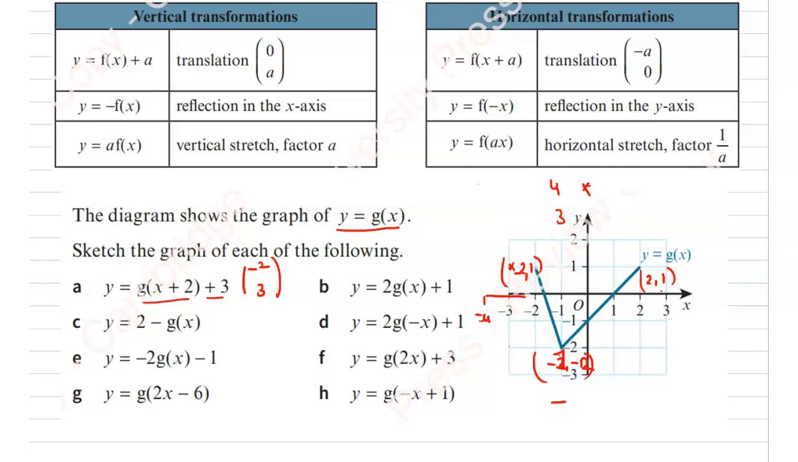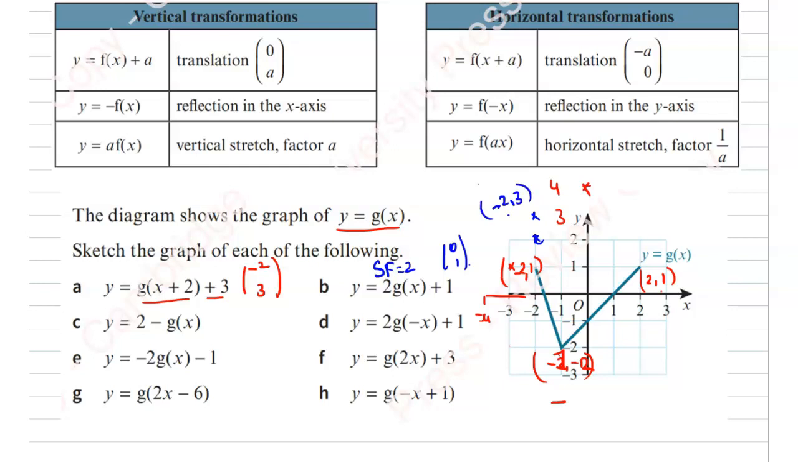Then next one, consider y equal to 2 times g of x plus 1. So which means that the stretching factor is 2 and the translation vector is (0, 1). So which means that the vertical translation. So now consider this. So the new points will be, so 2 times g of x, 2 times 1 plus 1. So it is 3. So the first point is (minus 2, 3). So (minus 2, 3) is here.